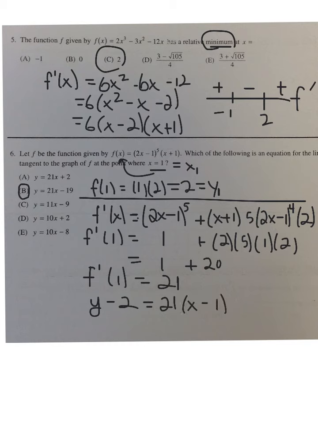Okay, but that's not the form that your equation is in choice A, B, C, D, and E. So I'm going to get the y by itself, and I'm going to distribute the 21 at the same time. So I'm going to write y equals, let me distribute that 21. That's going to give me 21x minus 21, and then I'm moving that 2 over, so plus 2, and there's that negative 19, which is choice B.